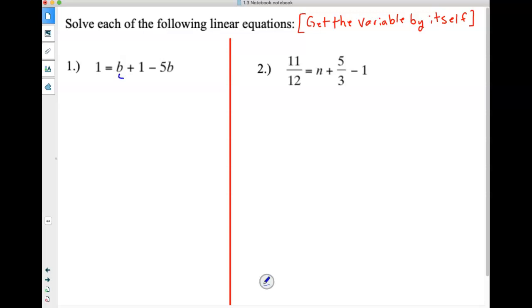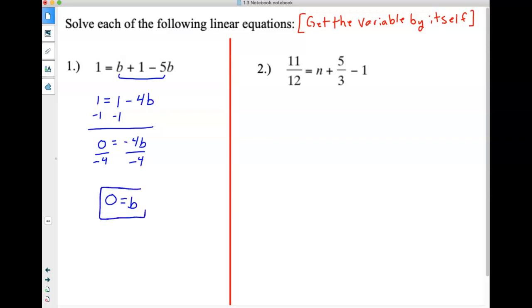So the first thing I'm going to do is I'm going to put my b's together. So I have 1 equals 1 minus 4b. And then I'm going to put my like terms together. Now I'm going to subtract 1 from each side. And I'm going to get 0 equals negative 4b. And of course, I need to divide by negative 4 here. And b is going to equal 0 divided by negative 4, which is 0. 0 divided by anything is 0. Something divided by 0, that's a whole different ballgame.